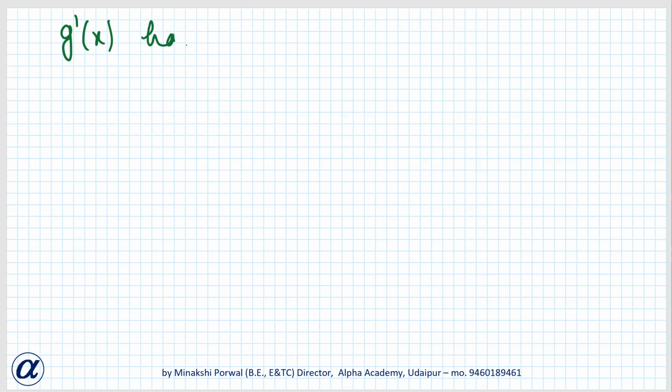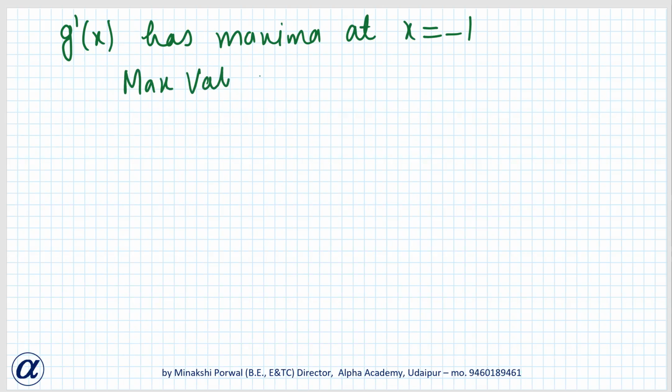So g has maxima at x equals to -1, and the maximum value, when we substitute, will be equal to 3. Because it is g or f? Okay, I have written g only. It is g only. g(x) equals to minus of mod of x plus 1 plus 3. So when we substitute -1 here, the maximum value will be 3 only.